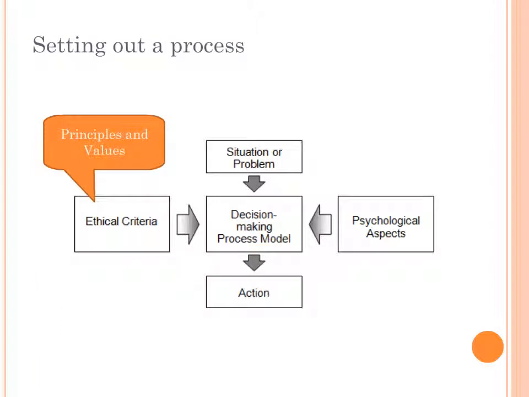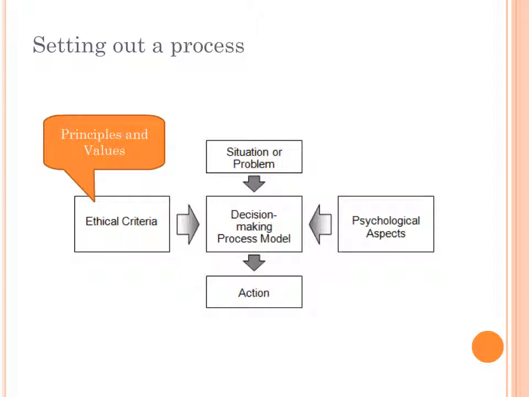This is a diagram of the decision-making process. Most of it should be apparent. Presented with a situation or a problem, you undertake a decision-making process, which will have a number of steps, and you will come to a decision and perform some action as a result.